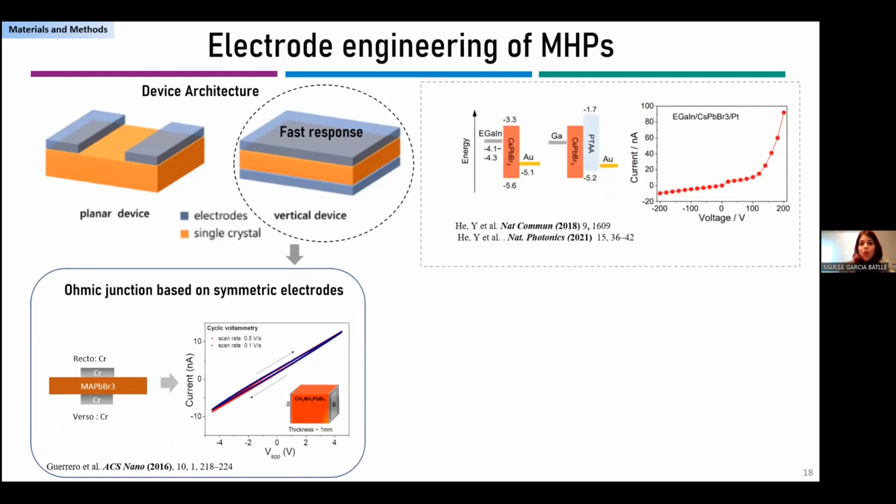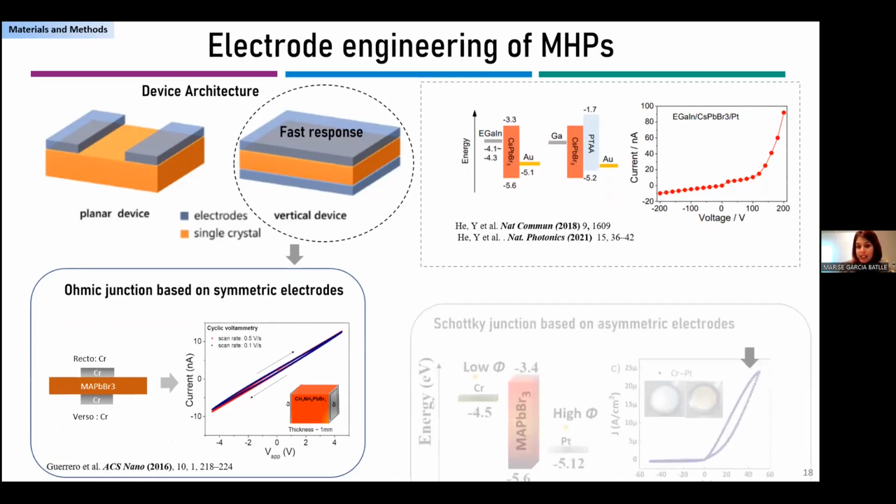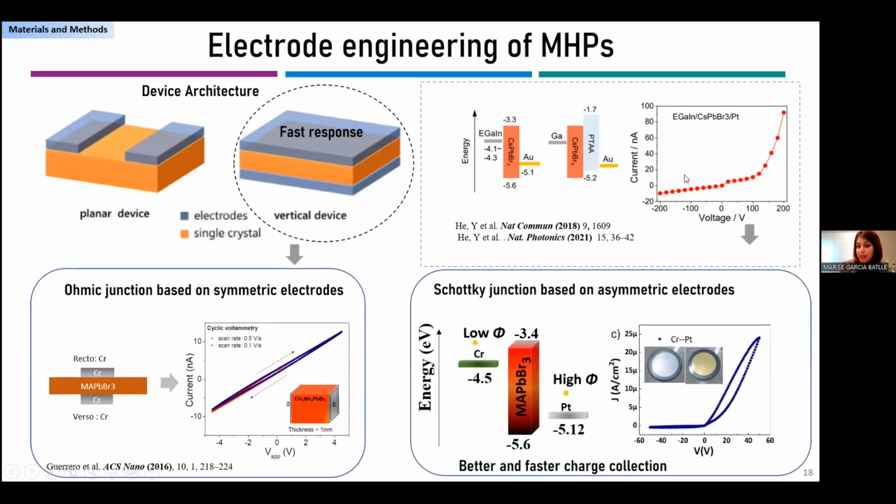The second approach was the use of asymmetric electrodes, because we observed that asymmetric electrodes can help us with the dark current of the device. This very nice paper by Professor Kanatzidis shows how at reverse bias we can observe the lowest reverse current. So this Schottky junction based on asymmetric electrodes was our second option. Basically we use platinum, which is a non-reactive electrode with the perovskite layers.